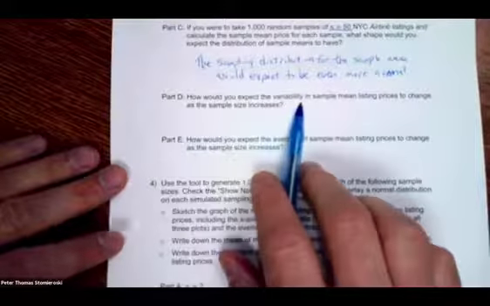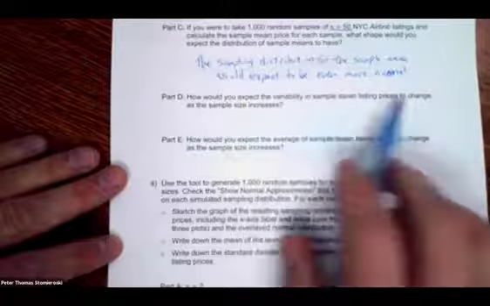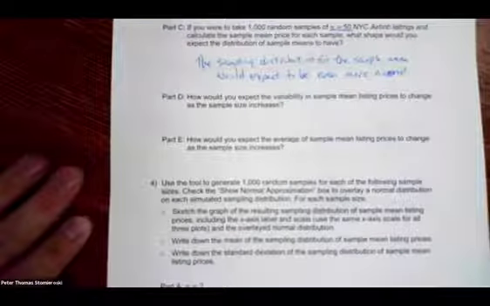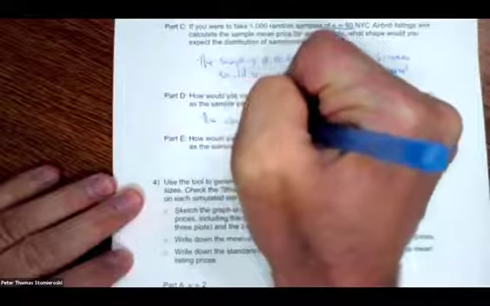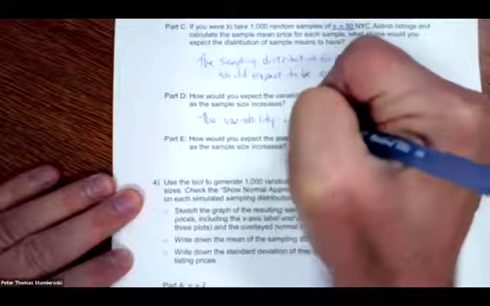So how would you expect the variability in sample mean listing prices to change as the sample size increases? Again, this is just a prediction. Go ahead and write down your prediction now and pause the video for a minute. Okay, welcome back. So again, as you're going to find out, my prediction is that the variability in sample means will decrease as the sample size increases. So the variability in sample means will decrease.